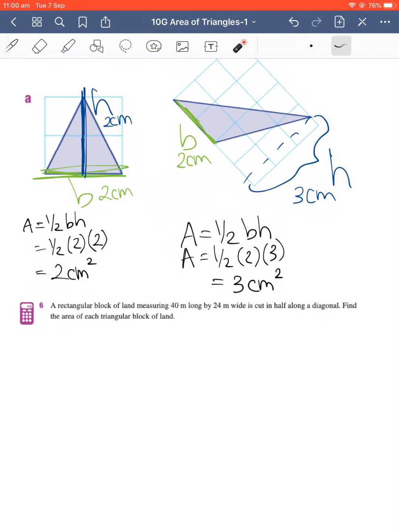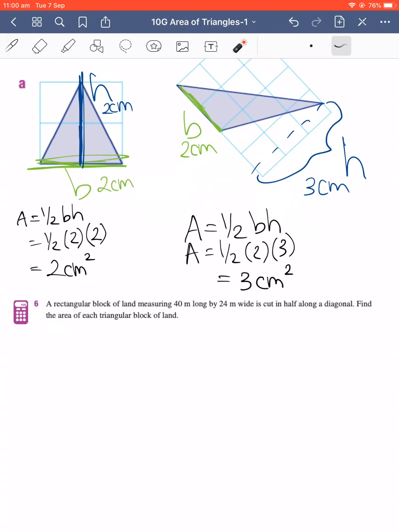Okay, on the home stretch, number 6, I have to draw. Drawing is a really, really good thing to actually be doing with all of your practices.